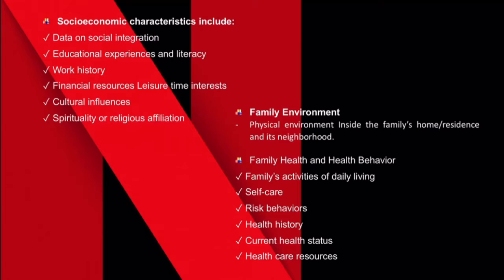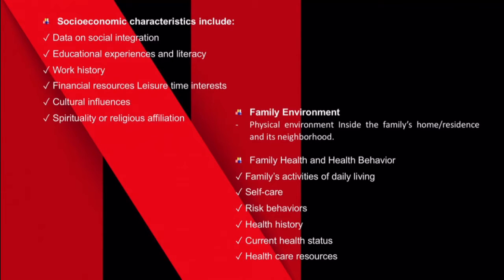This refers to whether a member of the family previously worked in a famous company, or is unemployed, or has bad records from previous work. And the fourth is the financial resources and leisure time interest. The fifth is the cultural influences. The sixth is the spirituality or religious affiliation. Then moving on to the family environment, which pertains to the physical environment inside the family's home or residence and its neighborhood.